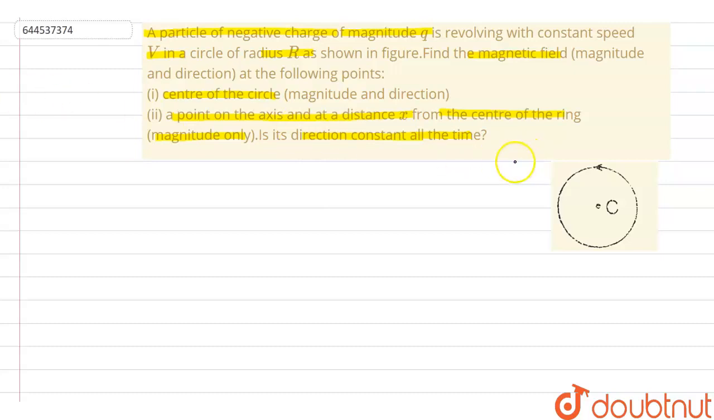The charge is moving in an anti-clockwise sense, and it is given that the charge is negative, so what will the current associated in the loop due to the motion of this charge be? It will be opposite to the motion of the charge, so the current can be taken as clockwise. Now we have to find the value of current in the loop.